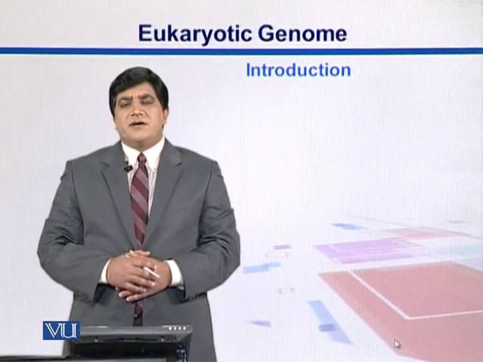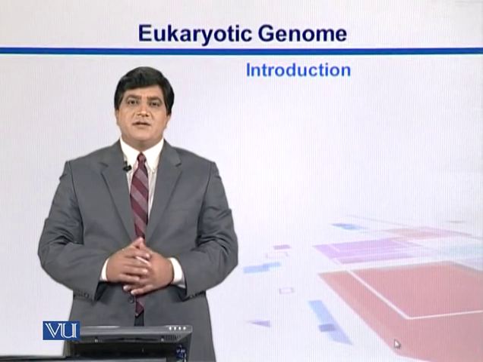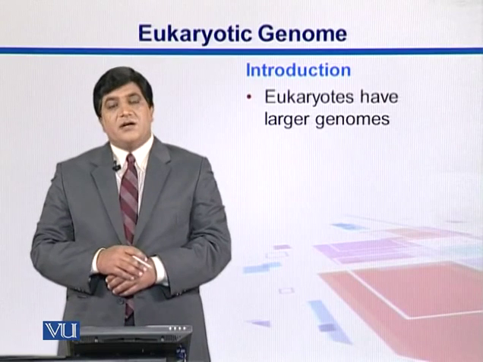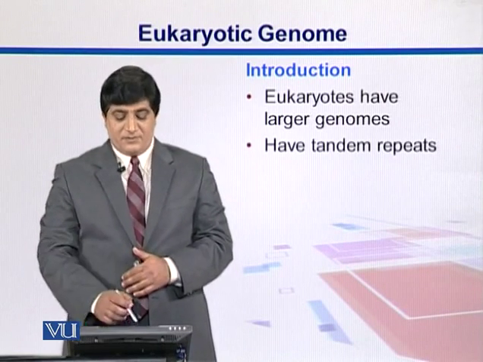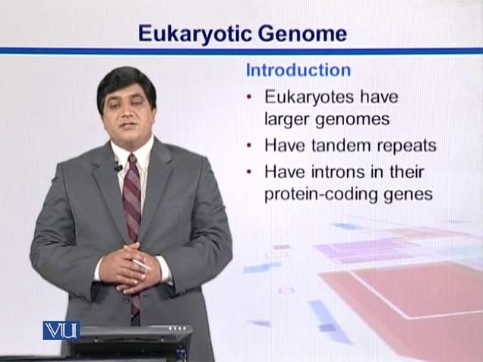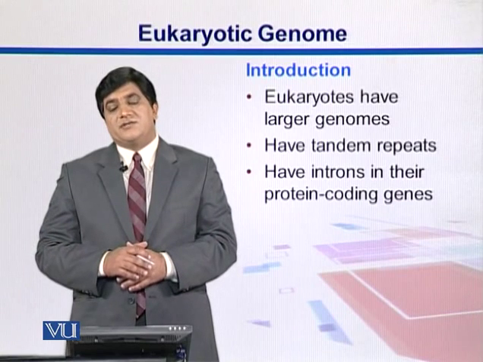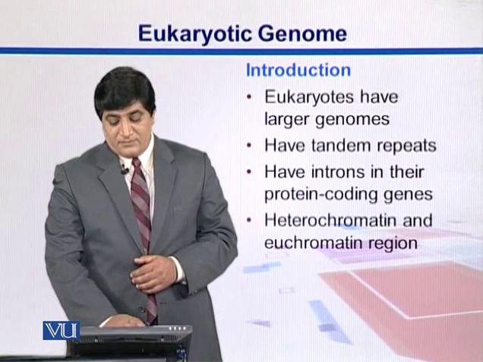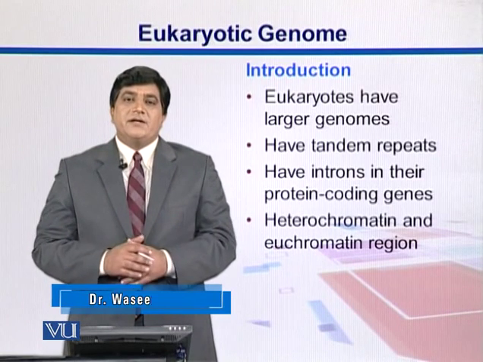So as we have seen, prokaryotes have simple genomes, and in comparison eukaryotes are relatively complicated. Eukaryotes have larger genomes, they have tandem repeats in them, and they have introns, which lie in between the exons, the protein coding regions within the genes. Eukaryotes have a somewhat complicated genome.